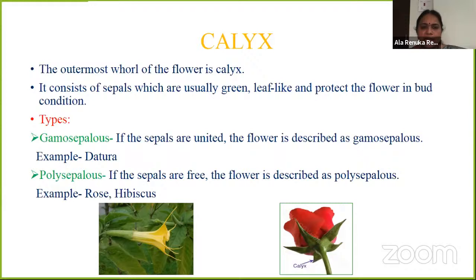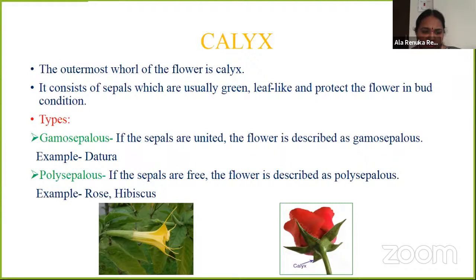Okay, calyx. Calyx is the outermost whorl of the flower. It consists of green leaf-like appendages called sepals, which give protection to the flower in bud condition. Okay, there are 2 types of flowers based on the condition of the sepals. A flower is said to be gamosepalous when the sepals are fused. If the sepals are fused, the flower is described as gamosepalous. If the sepals are free, it is described as polysepalous.